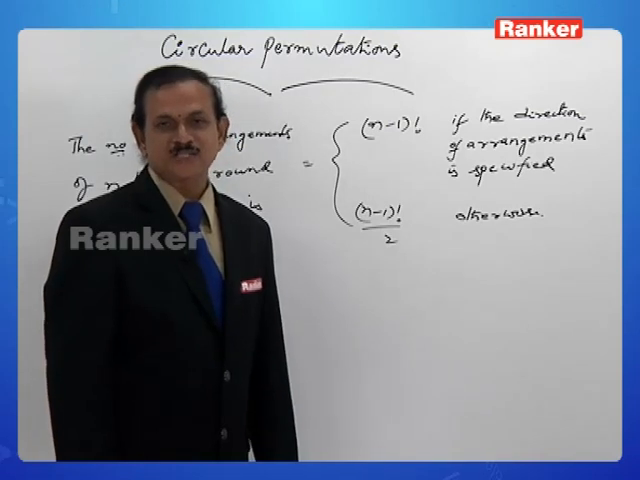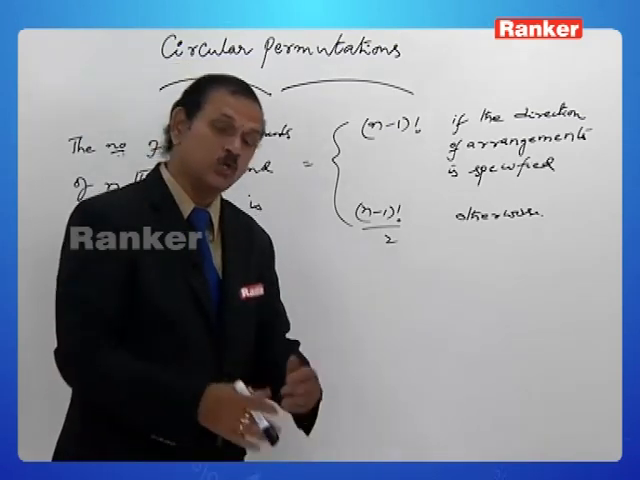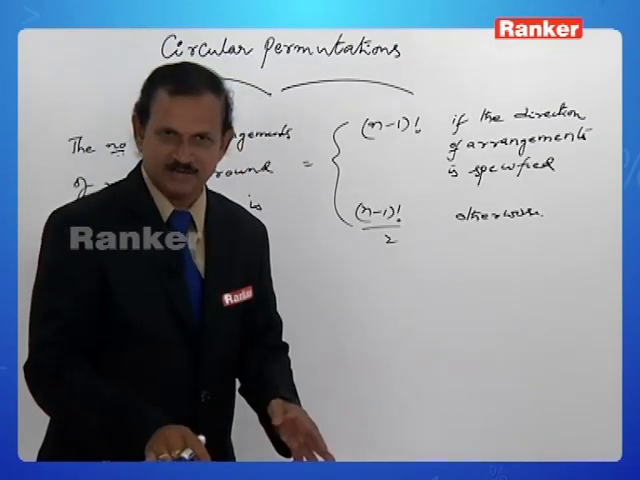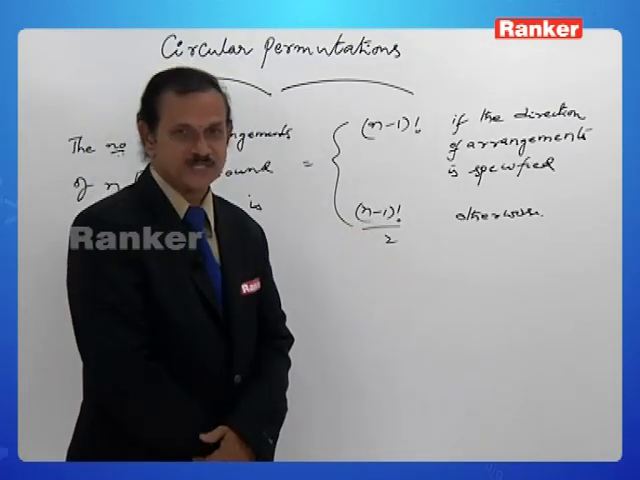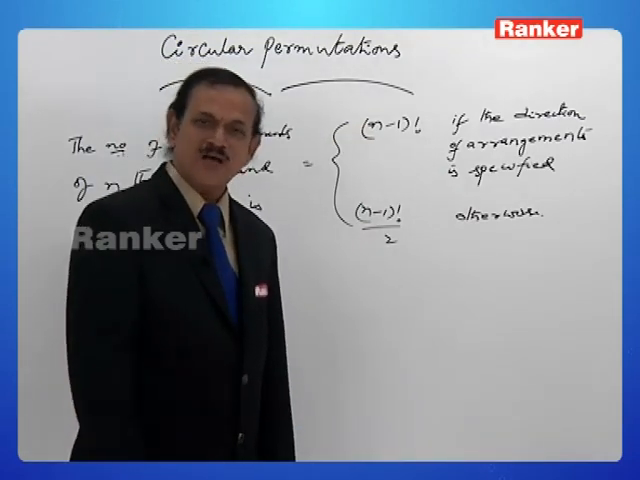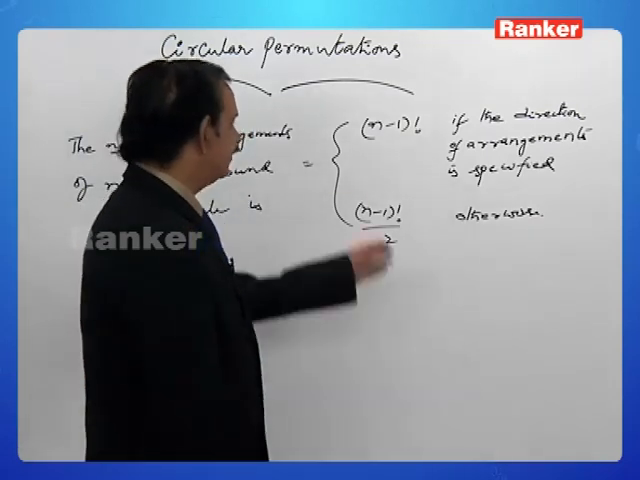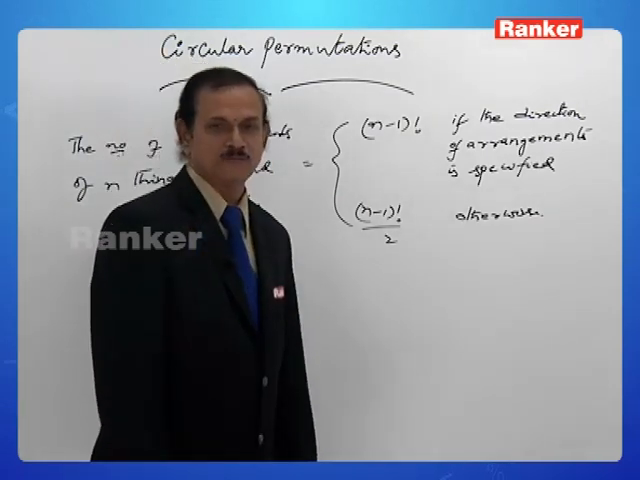If we are interested to find the arrangements in both the directions and if they look different and you want to consider them, if you want to pertain about the direction, the answer is (n-1)!. Otherwise, that is, if it is not necessary to pertain about the direction, then the answer will be (n-1)!/2.